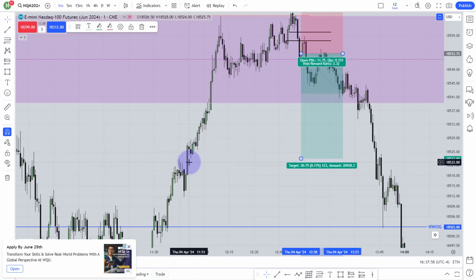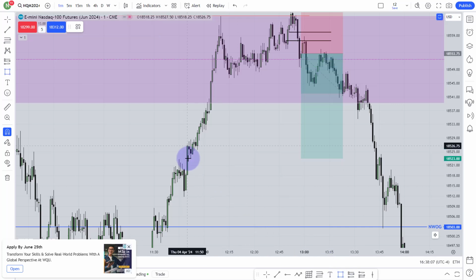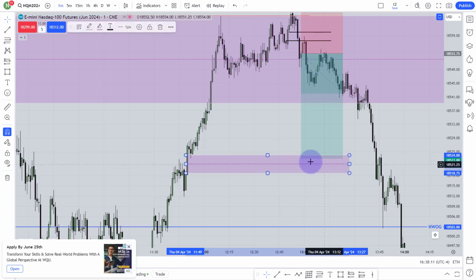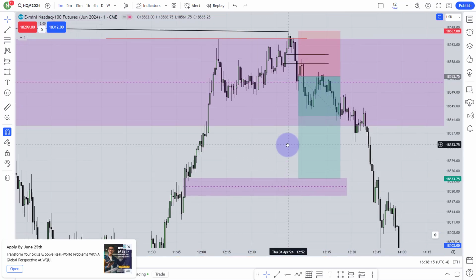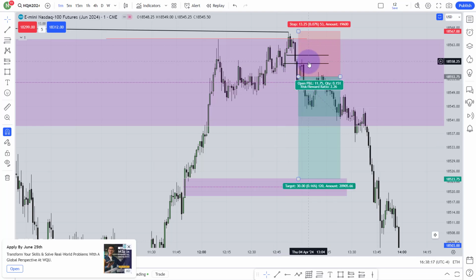Okay, until here, because below this fair value gap there is no other fair value gap. You can see there is no other fair value gap except this one, except that one. So you can hold your trade until here. That is another example of your first fair value gap entry.